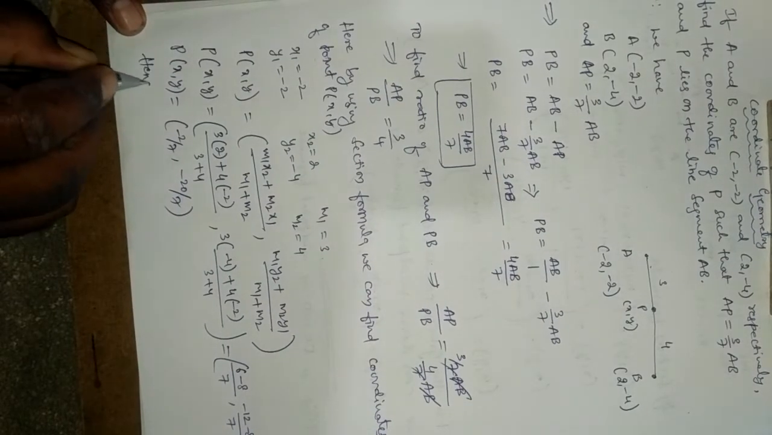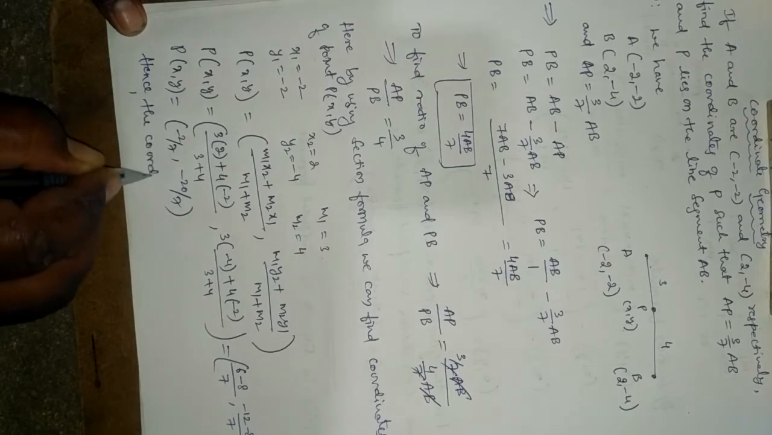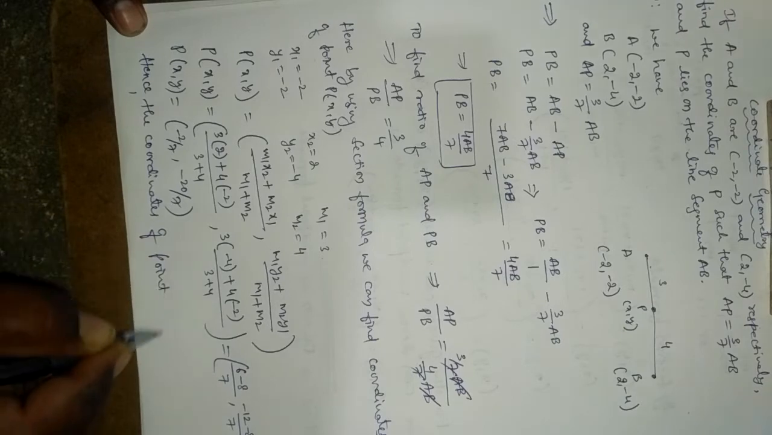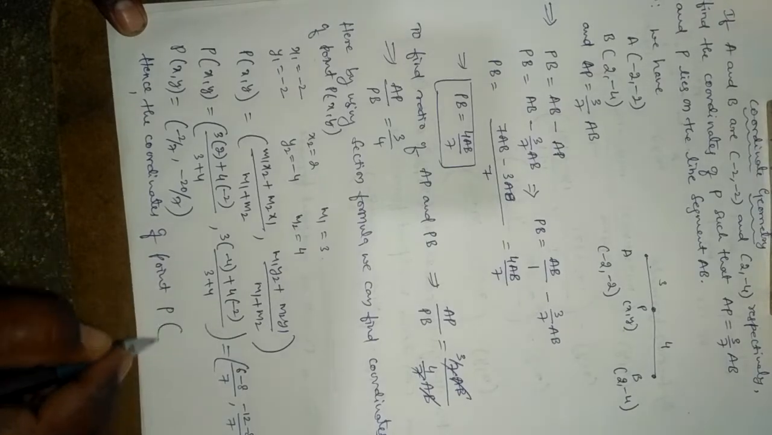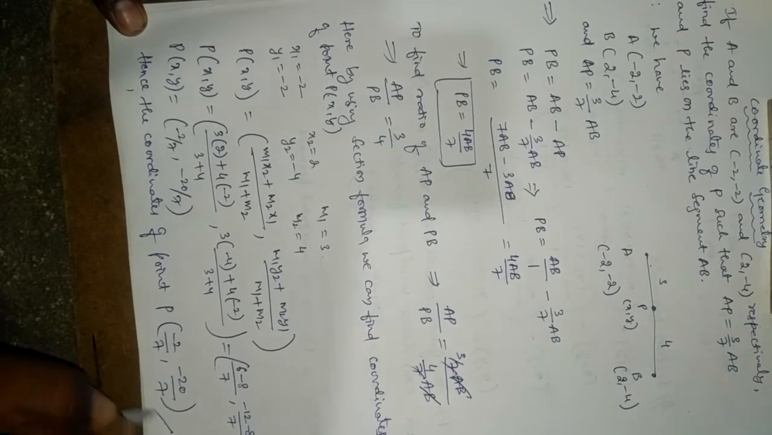Hence the coordinates of point P are (-2/7, -20/7). This is your required result.